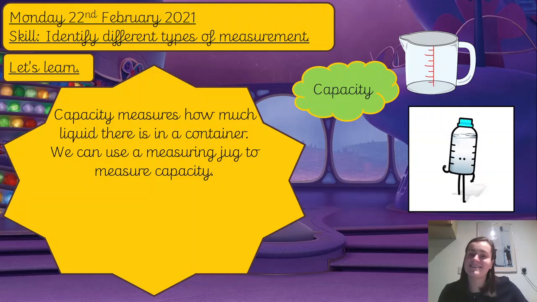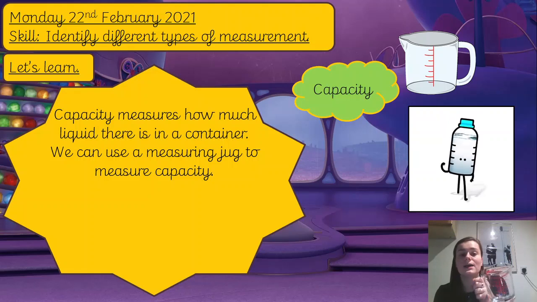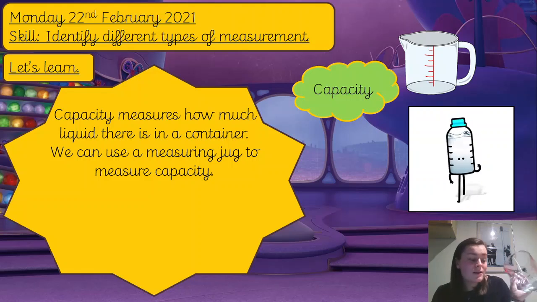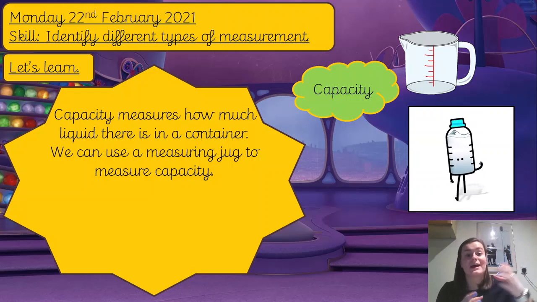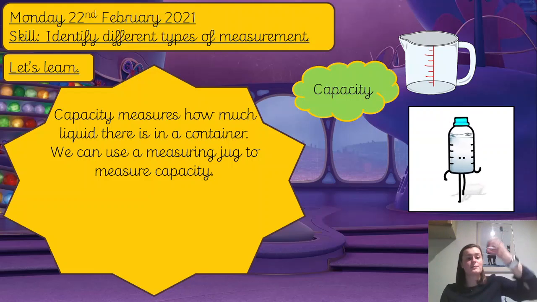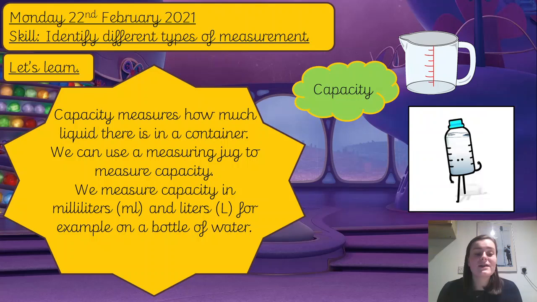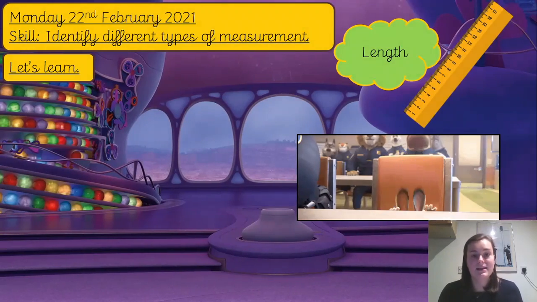So again, it's like welcome to my kitchen, isn't it? This is my measuring jug that I use when I'm baking or measuring things out for cooking, making gravy, those kinds of things. And in school we've got some plastic ones. We've got plastic measuring cylinders as well that you might have seen in school before. So we measure capacity in millilitres, which is ml, and litres, which is L, for example, in a bottle of water. And again, there are 1,000 millilitres in a litre.